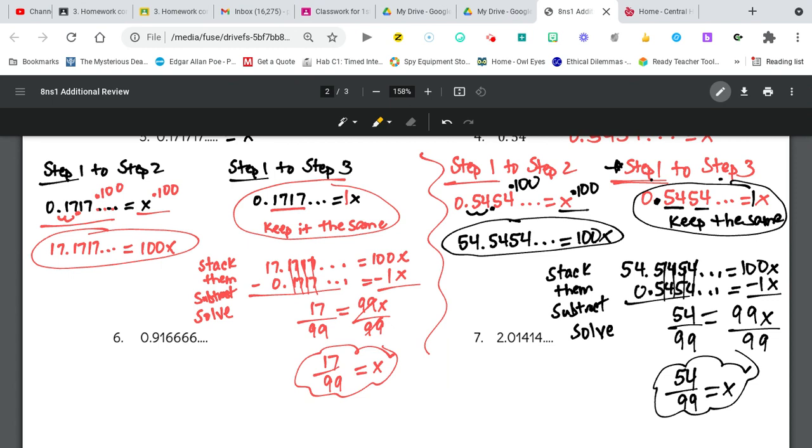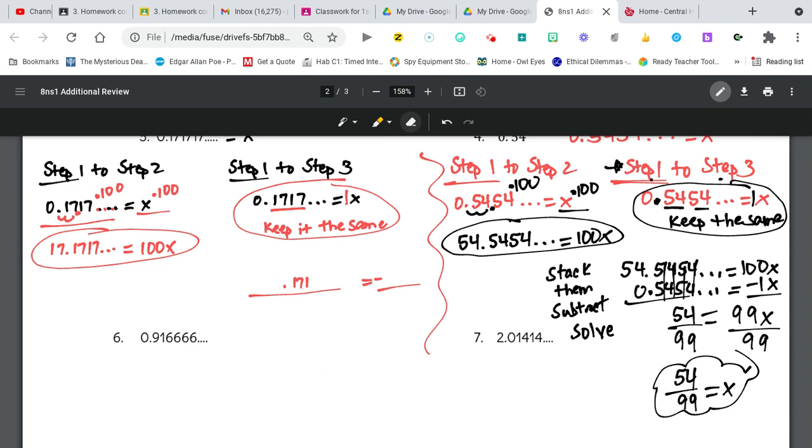All right, you're going to have to pay particular attention to numbers 6 and 7, okay? They're different, because you won't be keeping that second one. When you go from step 1 to step 3, you know how in examples 1, 2, 3, and 4, we've been keeping that step 1. You're not going to do that from step 1 to step 3 in number 6 and 7. So let me erase this so we have enough room. We'll get started. Make sure you have everything written down.